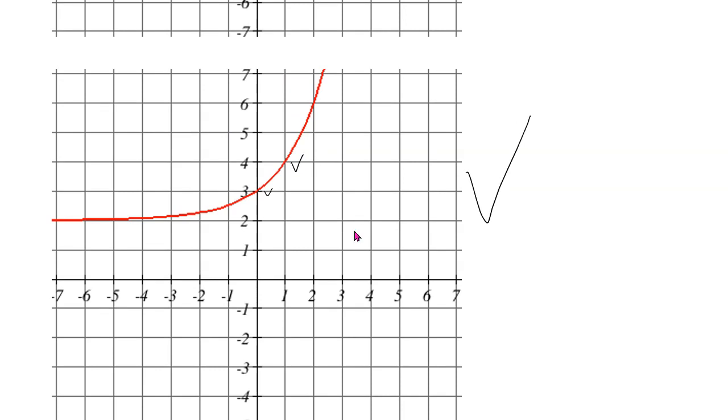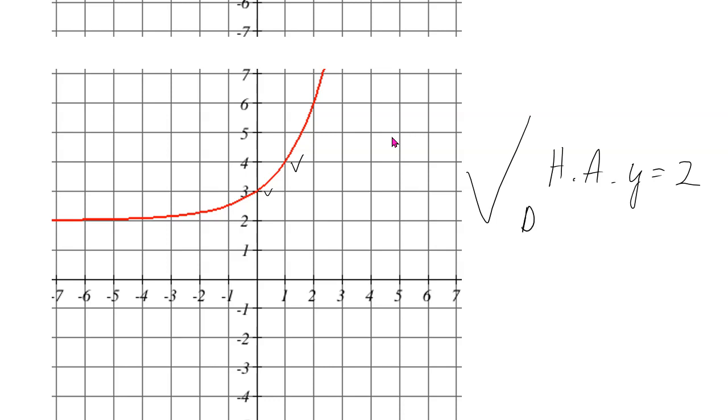What is the horizontal asymptote now? Notice that when you shifted it up, it changed the horizontal asymptote. Instead of being the x-axis, it's now the line y equals 2. So when you shift up or down, you're changing the horizontal asymptote up or down as well.